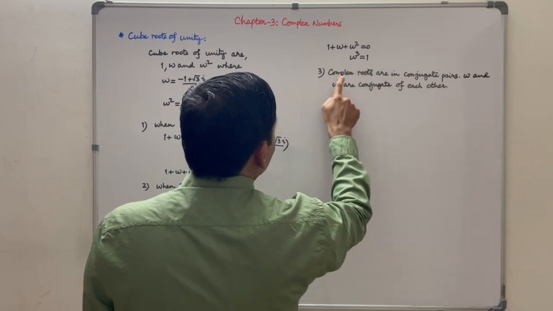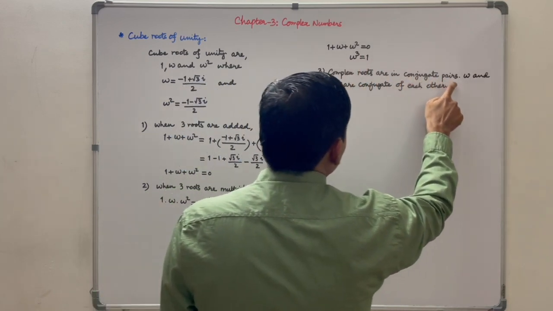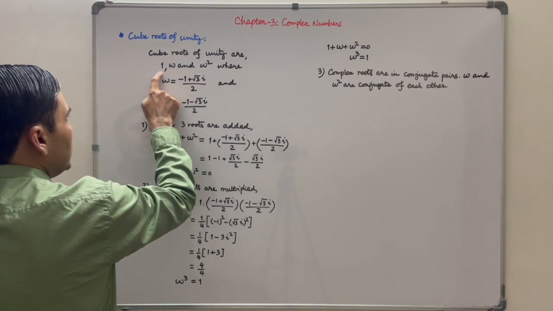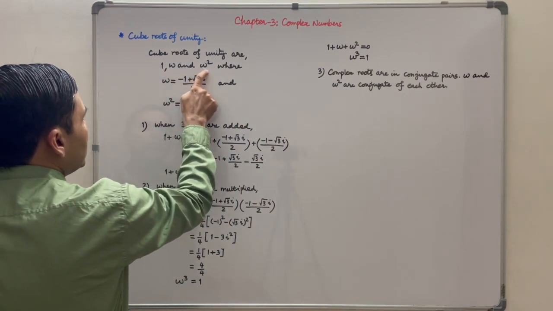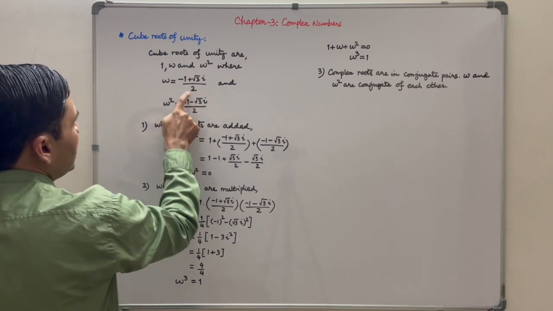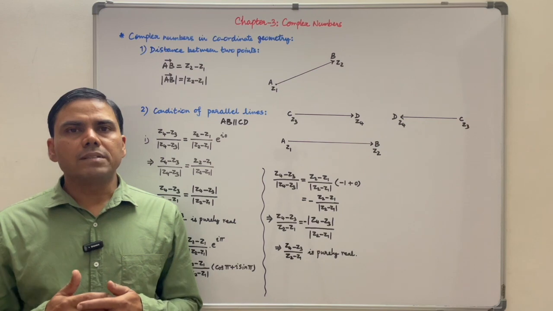Point number 3. Complex roots are in conjugate pairs. In this case, there are 3 roots. One is purely real. Omega and omega square are conjugate of each other, as it is clear from here. Let us start complex algebra.